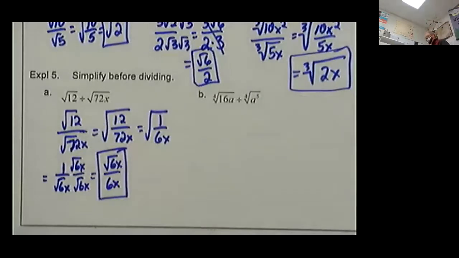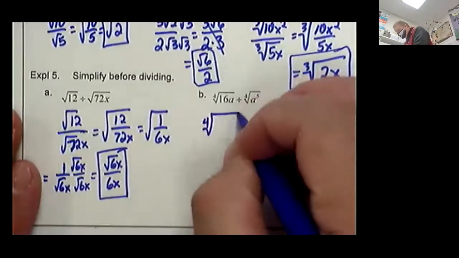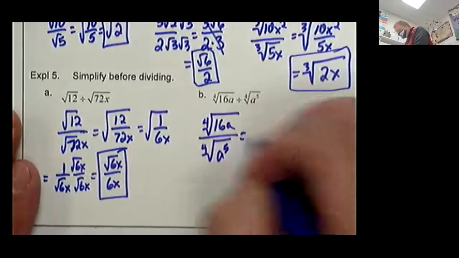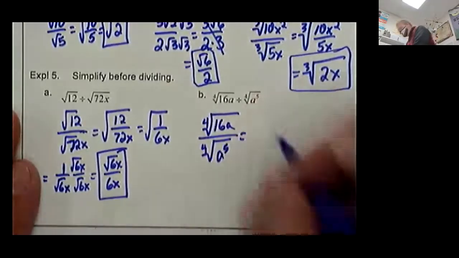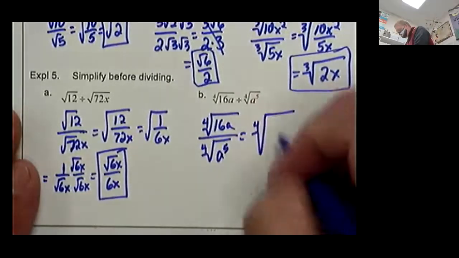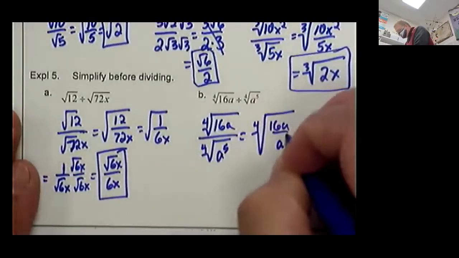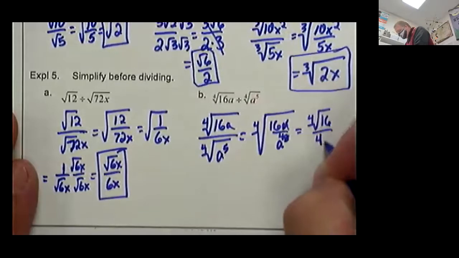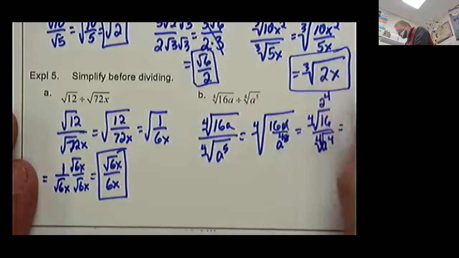Letter B, here we see a fourth root. A fourth root. So again, we can look to divide first. So we have the fourth root of 16a all over the fourth root of a to the fifth. I notice that the a's will simplify, so I'm going to turn that into a giant fourth root first: 16a over a to the fifth. One a cancels, leaving 4. That leaves me with the fourth root of 16 over the fourth root of a to the fourth. 16 is actually 2 to the fourth, so that leaves me 2 over a.